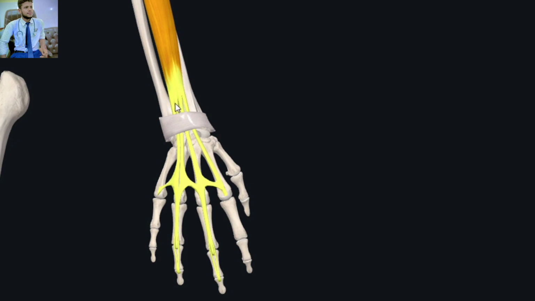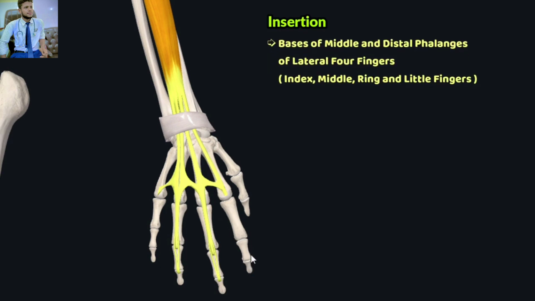These 4 tendons travel deep under the extensor retinaculum of the wrist. These 4 tendons of the extensor digitorum muscle are inserted at the bases of the middle and distal phalanges of the lateral four fingers. That is the index, the middle, the ring, and the little finger.